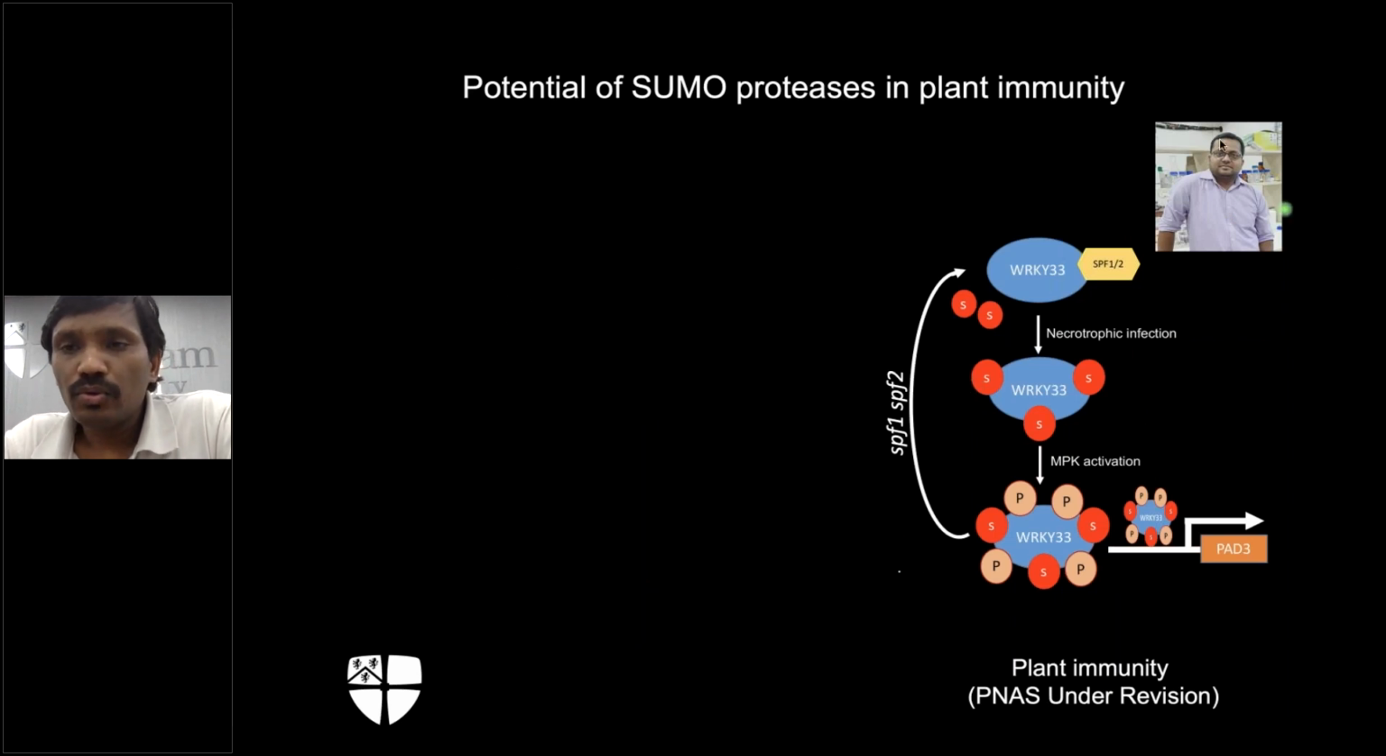Later on, Vivek, a previous postdoc who is now running his own lab in India, showed something about WRKY33. Previously it was known that WRKY33 phosphorylation is required for its activity. But what Vivek has shown recently, in a paper in PNAS under revision, is that SUMOylation of WRKY33 is required before phosphorylation of WRKY33. So if you don't SUMOylate WRKY33, you don't get the phosphorylation of WRKY33 to activate the signaling pathway to provide plant immunity.